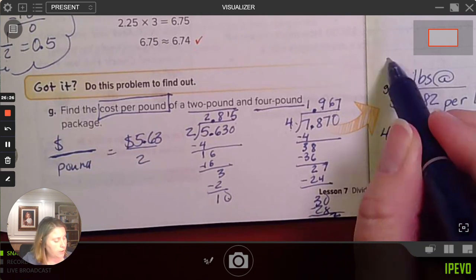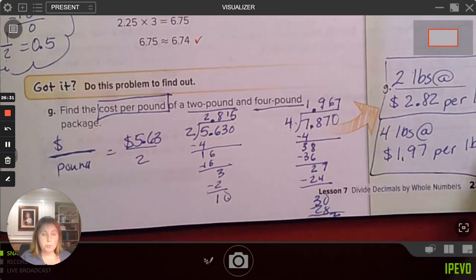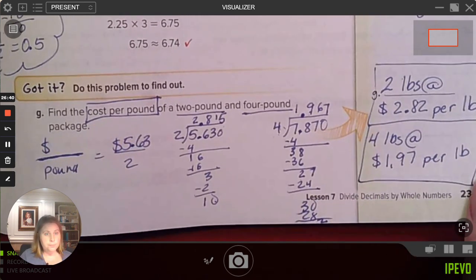Okay, so that's our answer to the price per pound when we buy 2 pounds, and the price per pound when we ship. These are shipping costs when we ship 4 pounds.